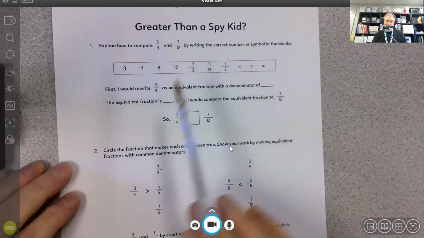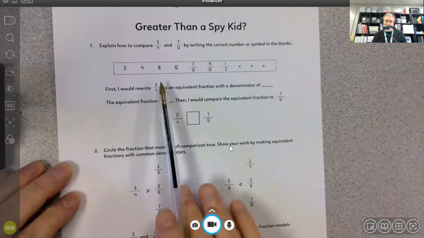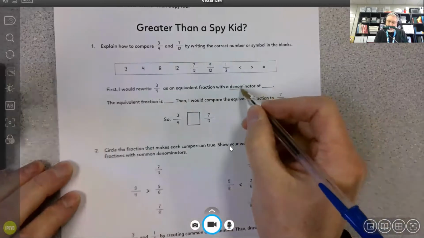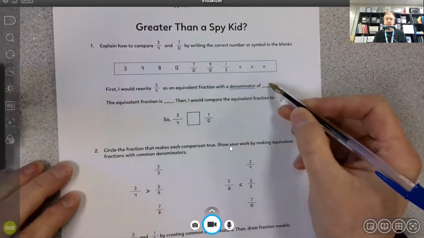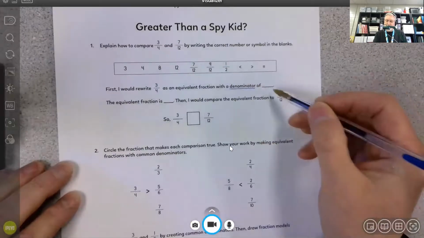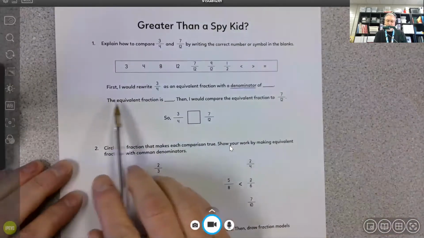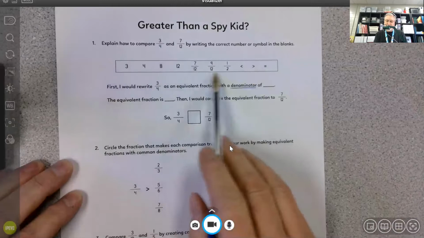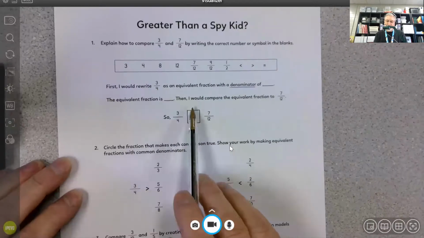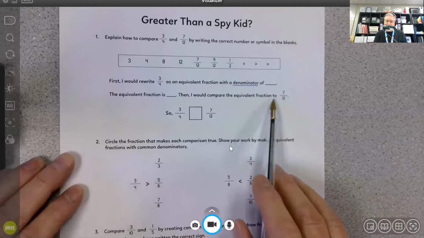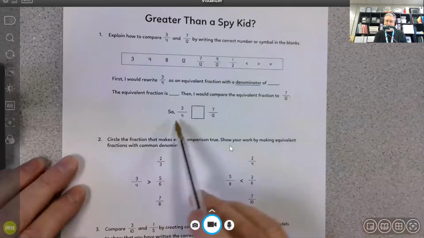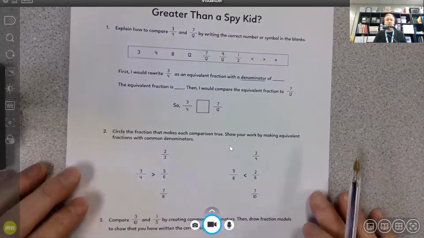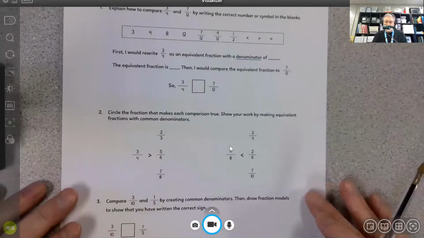So you need to find out, it says, first I would rewrite 3/4 as an equivalent fraction with a denominator. So you're going to write the denominator of your equivalent fraction here from this bank. And then when you get an answer, just cross it out. The equivalent fraction then is what? You're going to use one of the fractions here, your equivalent fraction of 3/4. Then I would compare the equivalent fraction to 7/12, which is what they do. So then you're going to use one of these symbols, less than, greater than, or equal to, and put it in this little box. So that's question number one.